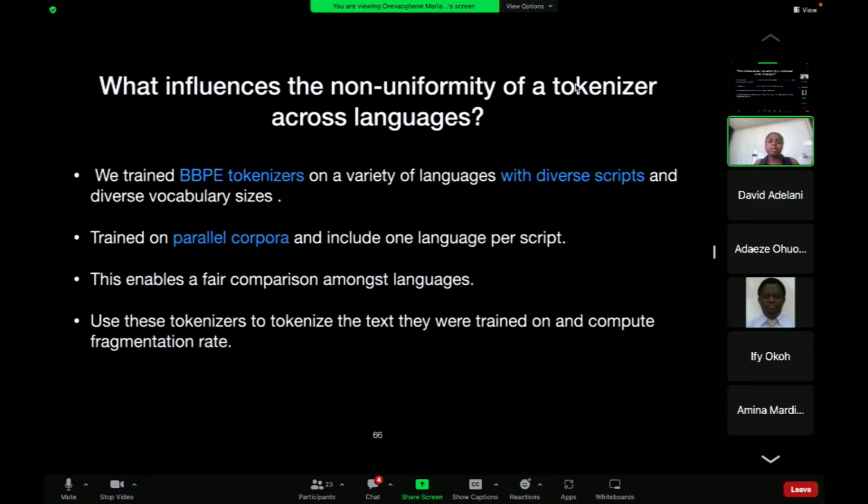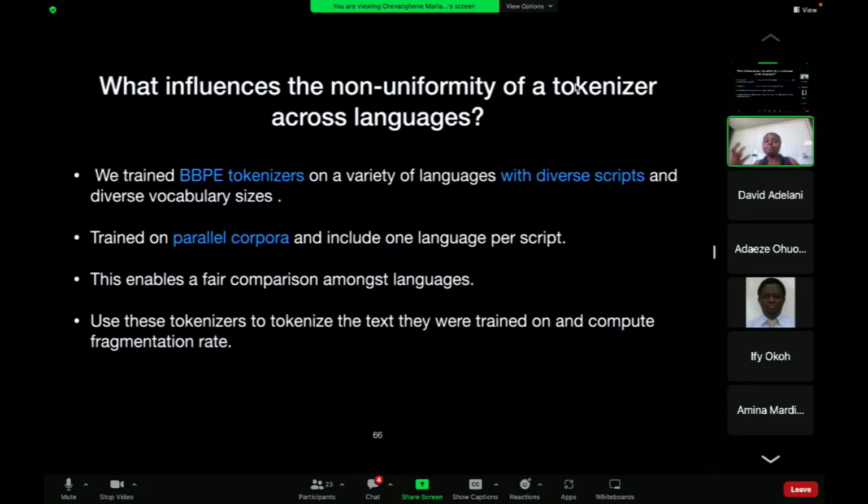So then we ask, what influences this non-uniformity of a tokenizer, the fragmentation rate across languages? To answer this question, to disentangle the different factors, we decided to train these byte-based tokenizers on a variety of languages with diverse scripts and diverse vocabulary sizes.